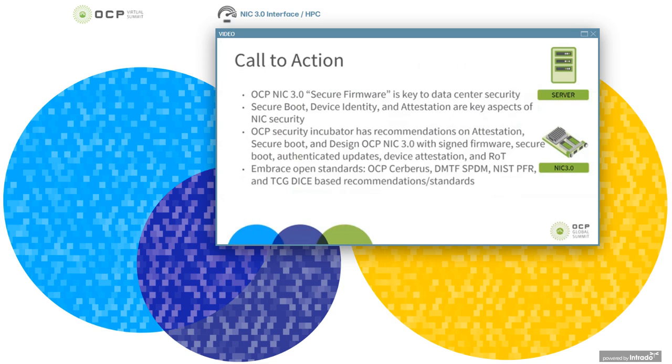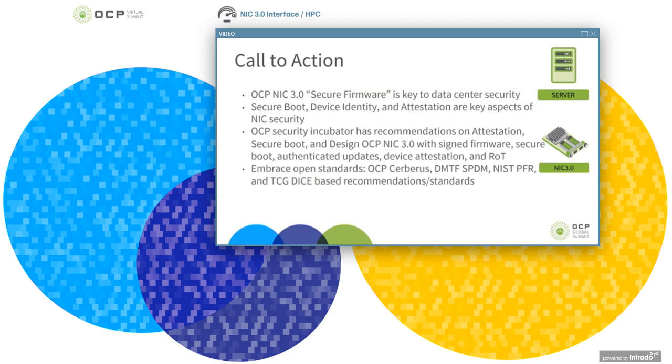Okay, so call to action. As Hemel and I have talked about, OCP 3.0 secure firmware is essential going forward. Every customer we've spoken to said you need to be able to secure the firmware in your server. So going forward, there's going to be no choice but to do this. We've talked about secure boot, identity, and attestation. These are the key aspects of being able to deploy security for NICs.